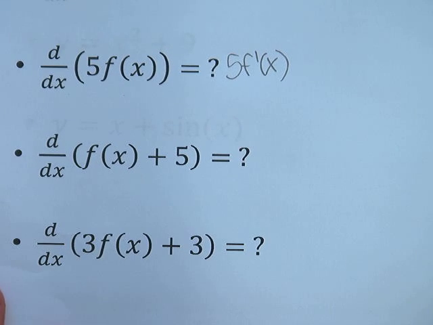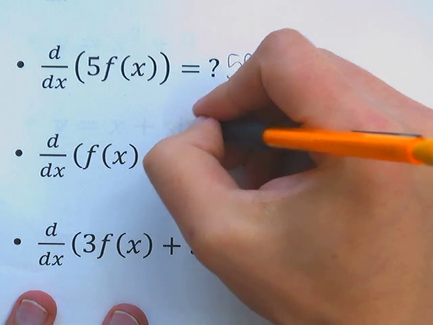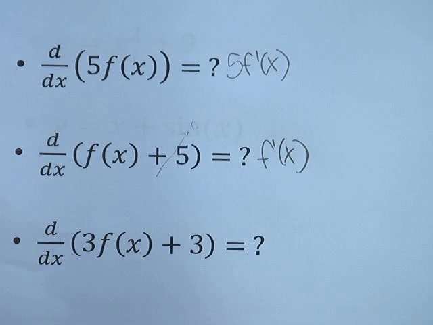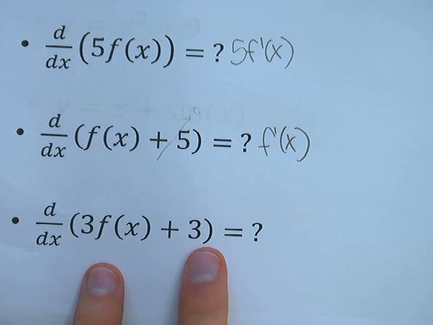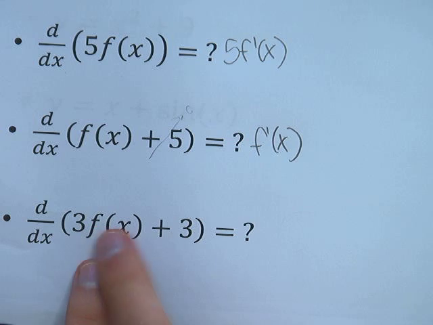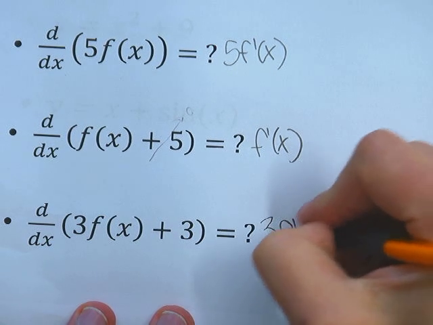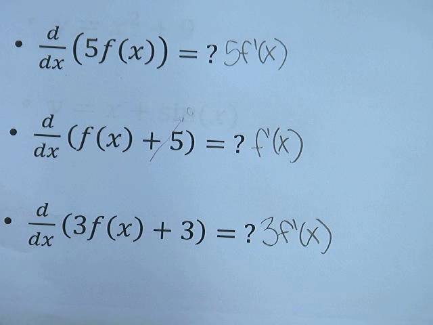Our next one, if we just add a number, well, if you remember, the derivative of a number just goes to 0, and so we just get f prime of x. And if we do both, multiply by something and add something, well, this just goes away, and we just get 3 times f prime of x. Writing things in terms of functions and in this kind of notation is something the AP test is very fond of, so this is something you have to get used to for that.